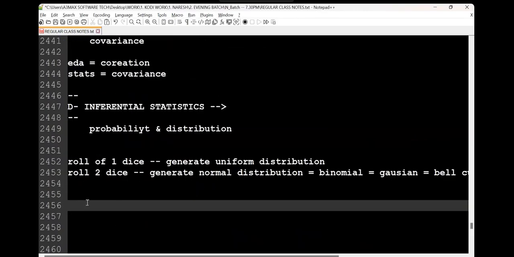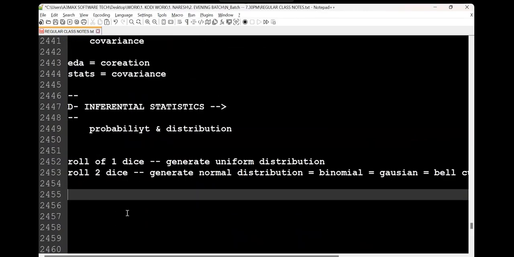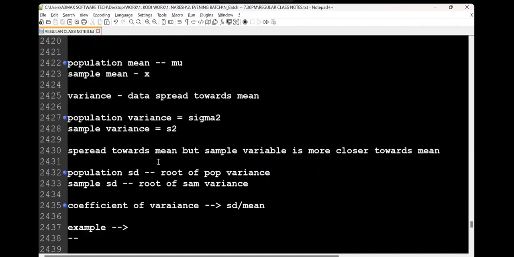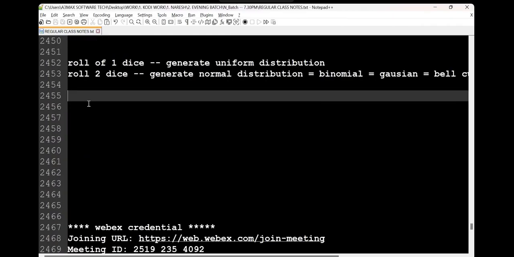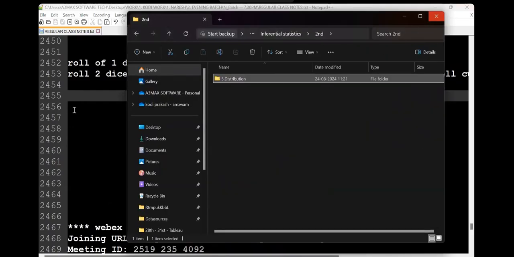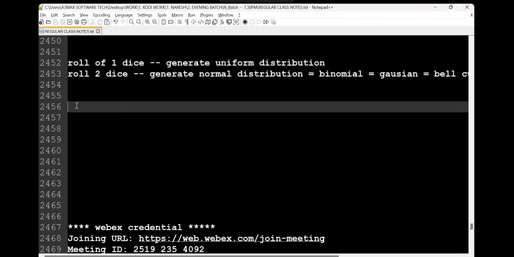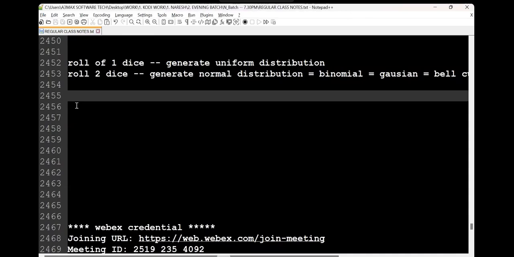Now, inferential statistics and probability distributions. These are all concepts we plug into machine learning. Okay. All right. So next, statistics, I'll stop here. Tomorrow I'll continue again.